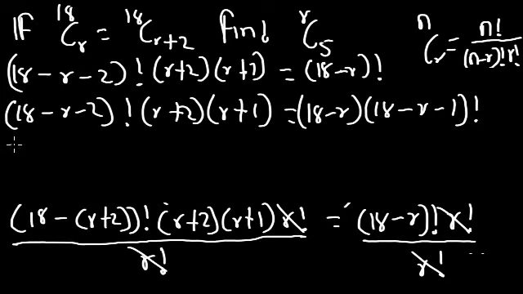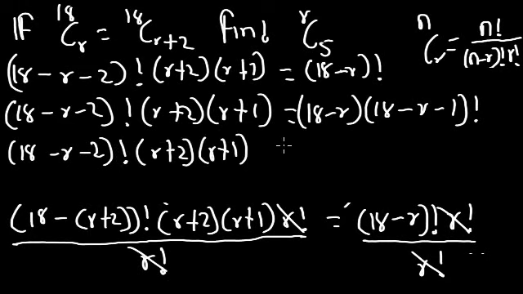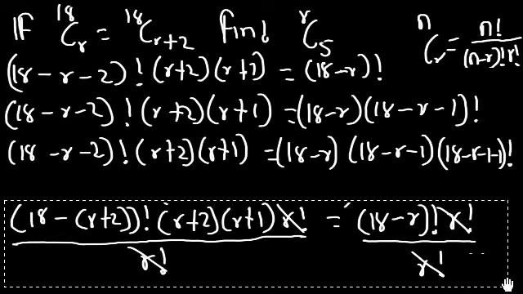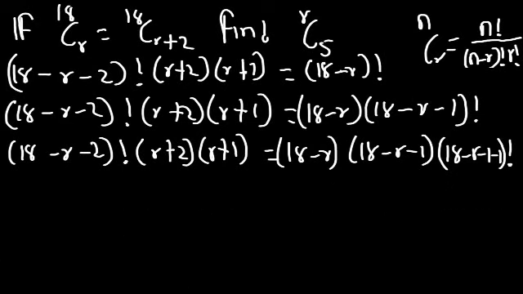So let's repeat this one more time. 18 minus r minus 2 factorial multiplied by r plus 2, r plus 1 equals 18 minus r. So we want to reduce this one too, so we'll write it again. 18 minus r minus 1, and we subtract 1. 18 minus r minus 1 factorial. I hope you get that. So we can clearly say that they are almost similar to each other.